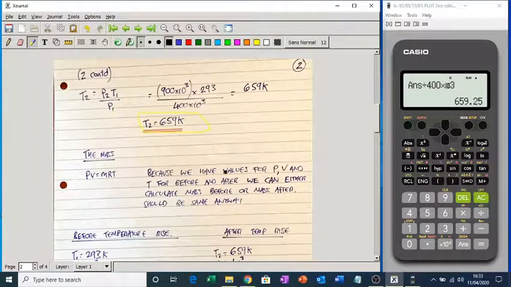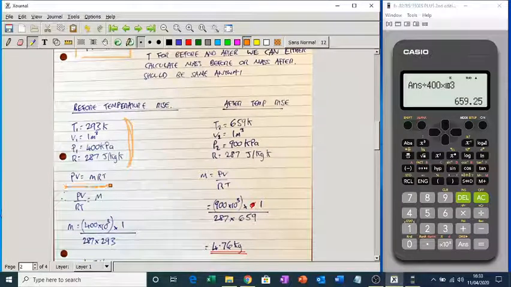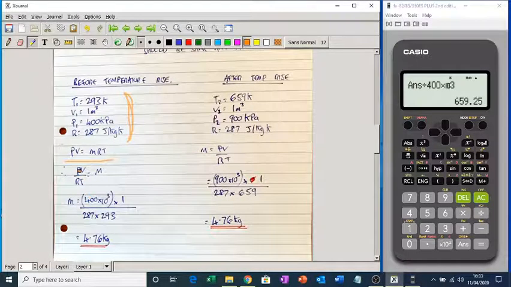So, there we are. Because we have values for P, V and T for before and after, we can either calculate mass before or mass after. It's going to be the same because it's got to be the same. So before the temperature rise, now these values I'm confident because we've been given them. There's the formula. Rearrange for m, just bring down the RT. There's P, 400. There's V, 1. R is 287 and temperature is 293. So we'll do this.